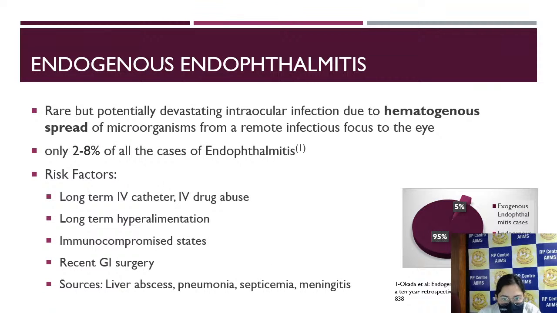Coming on to endogenous endophthalmitis, it is rare, usually occurring in 2 to 8% of all cases of endophthalmitis, but it is a devastating intraocular infection due to hematogenous spread of microorganisms from a remote infection. The risk factors are many.